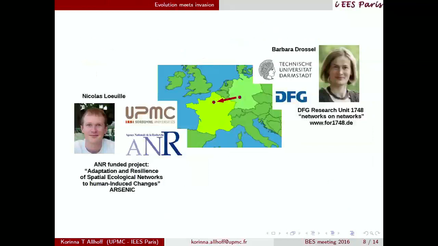So what I presented so far is stuff that I did during my PhD in the group of Barbara Drossel. But about 1.5 years ago, I moved to Paris, and I joined the lab of Nicolas Loi. And I'm now part of a project called Adaptation and Resilience of Spatial Ecological Networks to Human-Induced Changes. Super long title, but in short, it's ARSENIC. And basically what I do is I take these models as a tool and I apply different scenarios of global change and I see what happens.